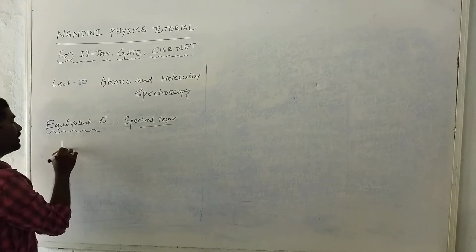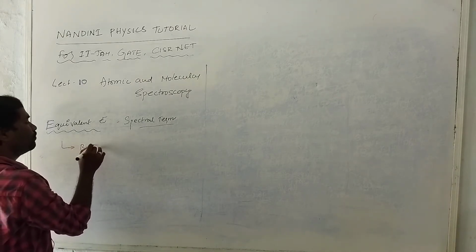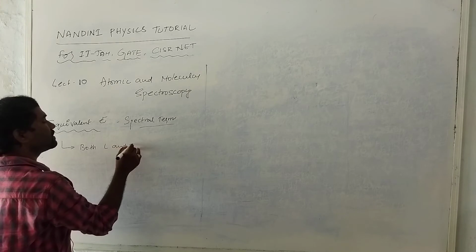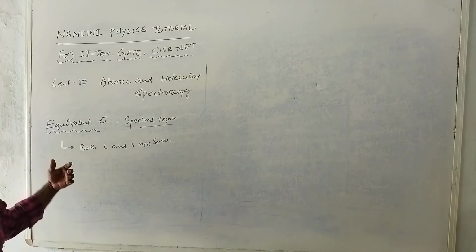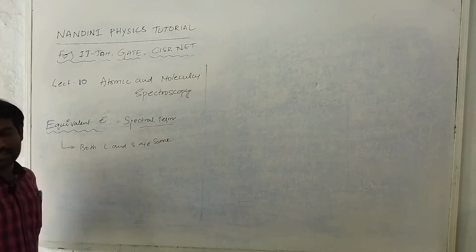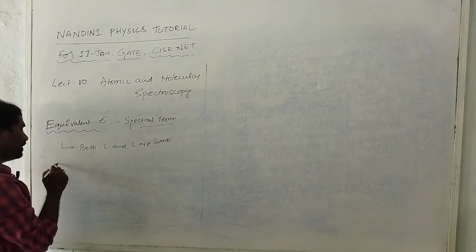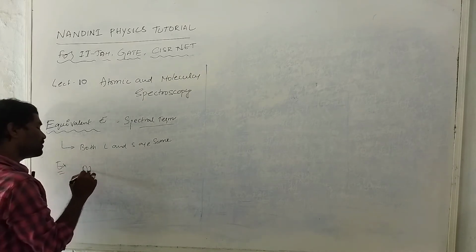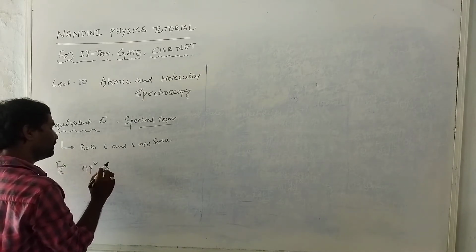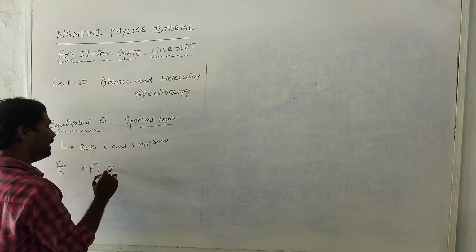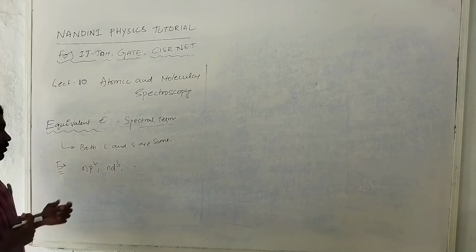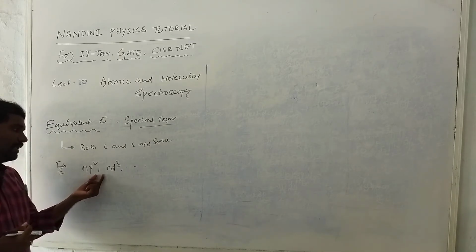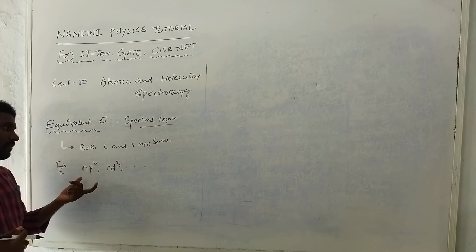So equivalent means both L and S are the same. Examples are like np square, nd square, nd cube. These are equivalent electrons. There is no other state present, so only one state of 2 electrons.